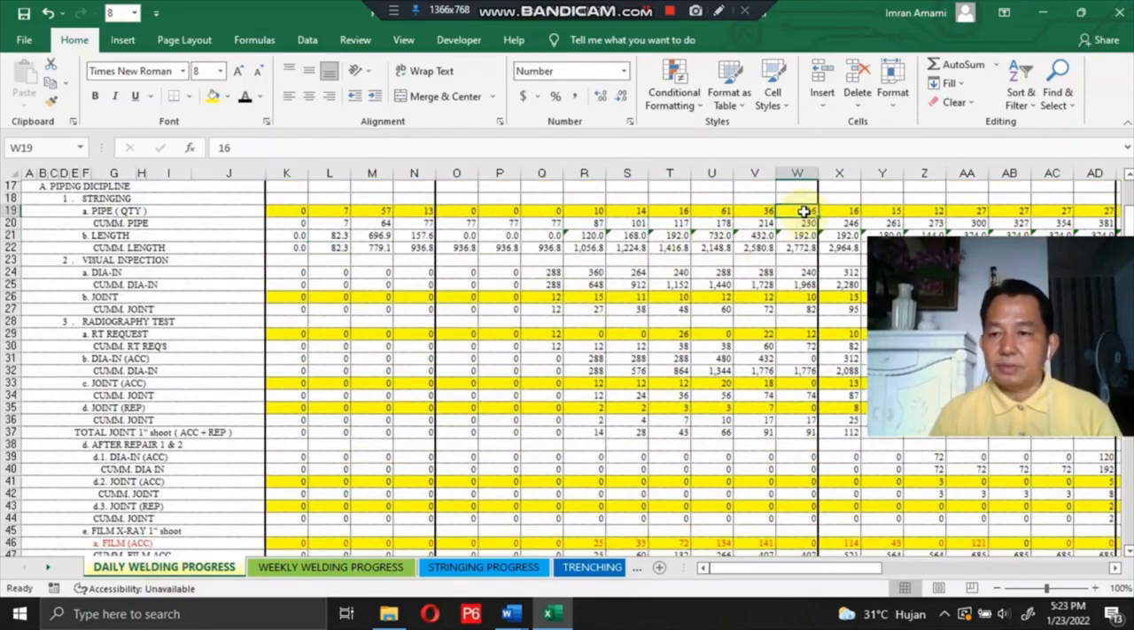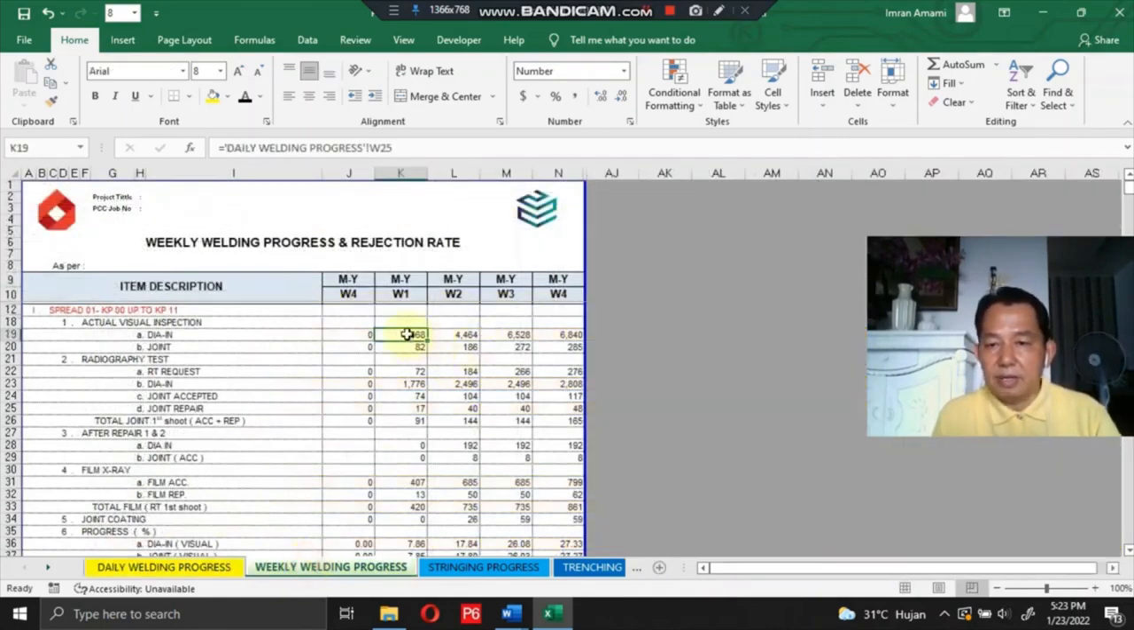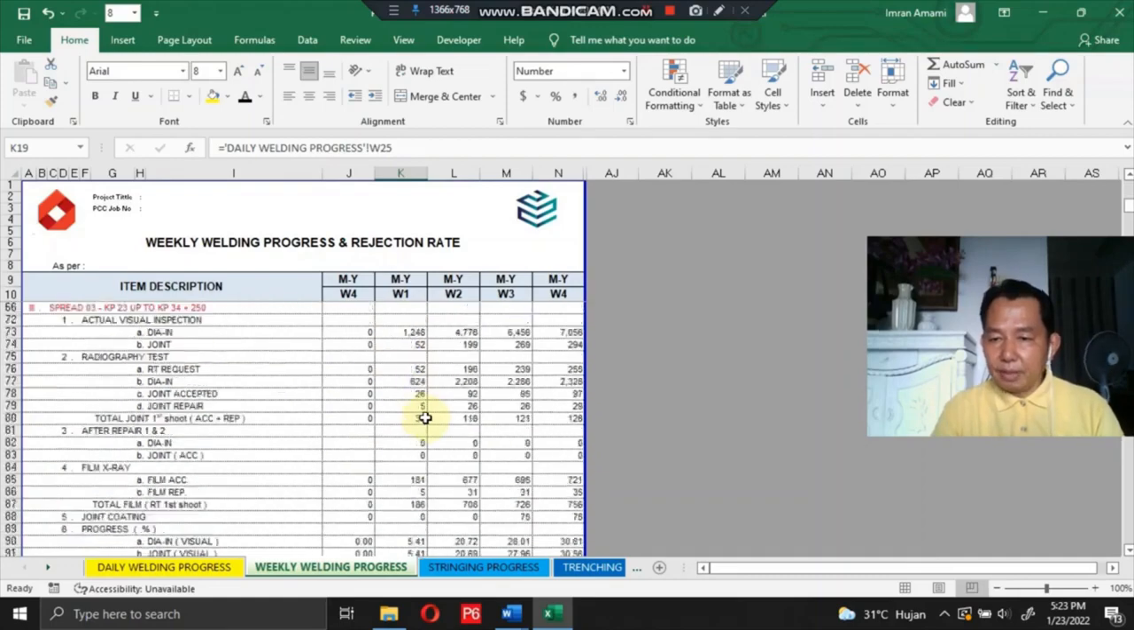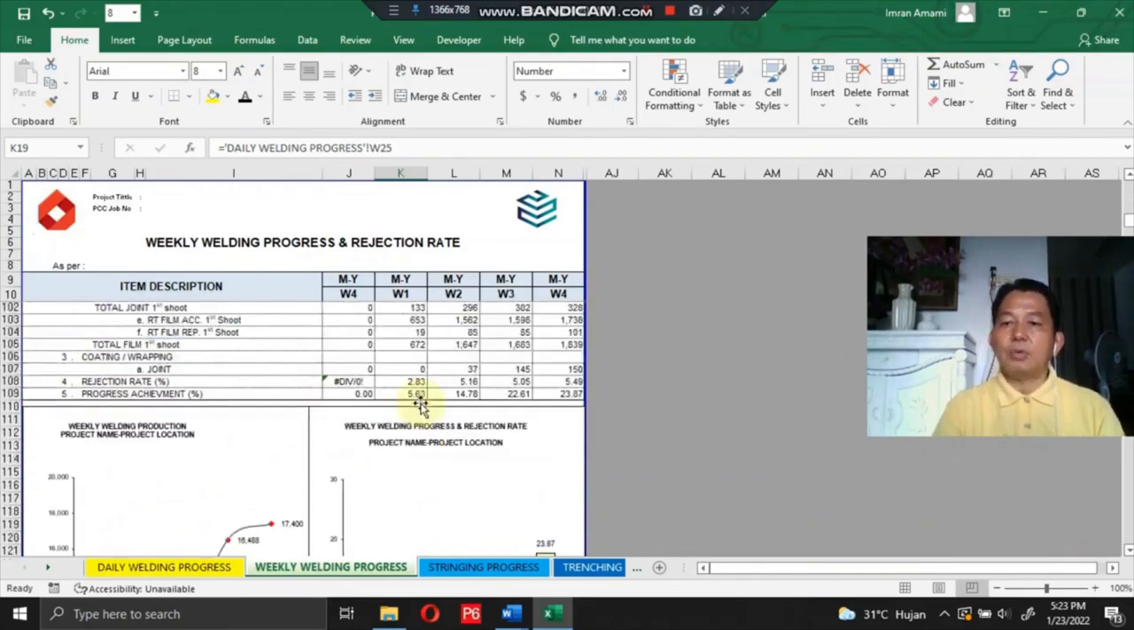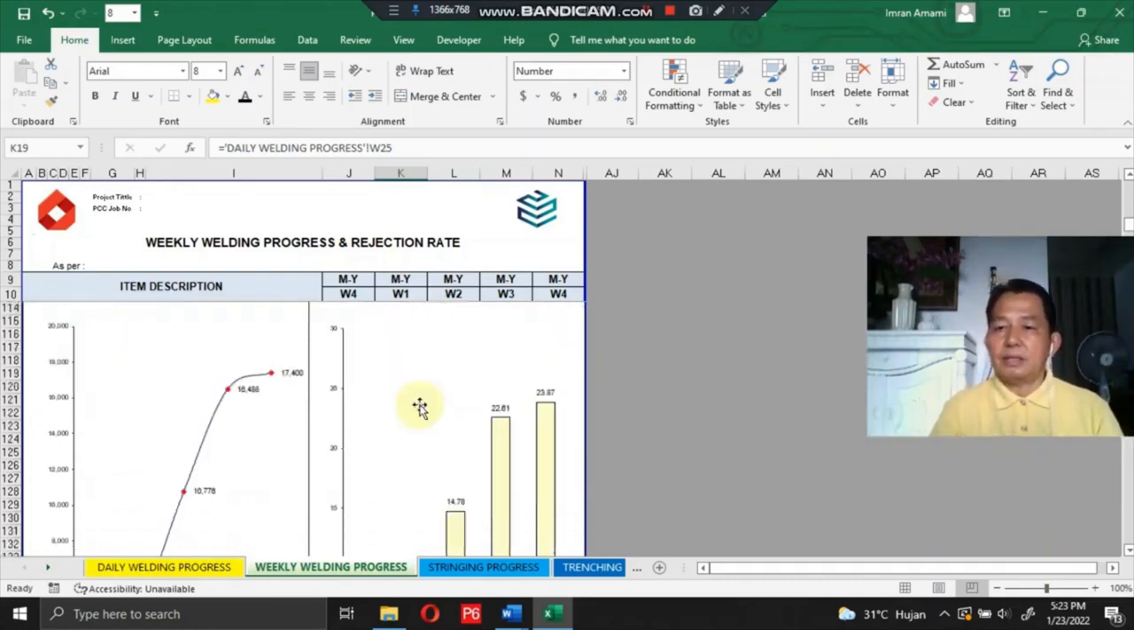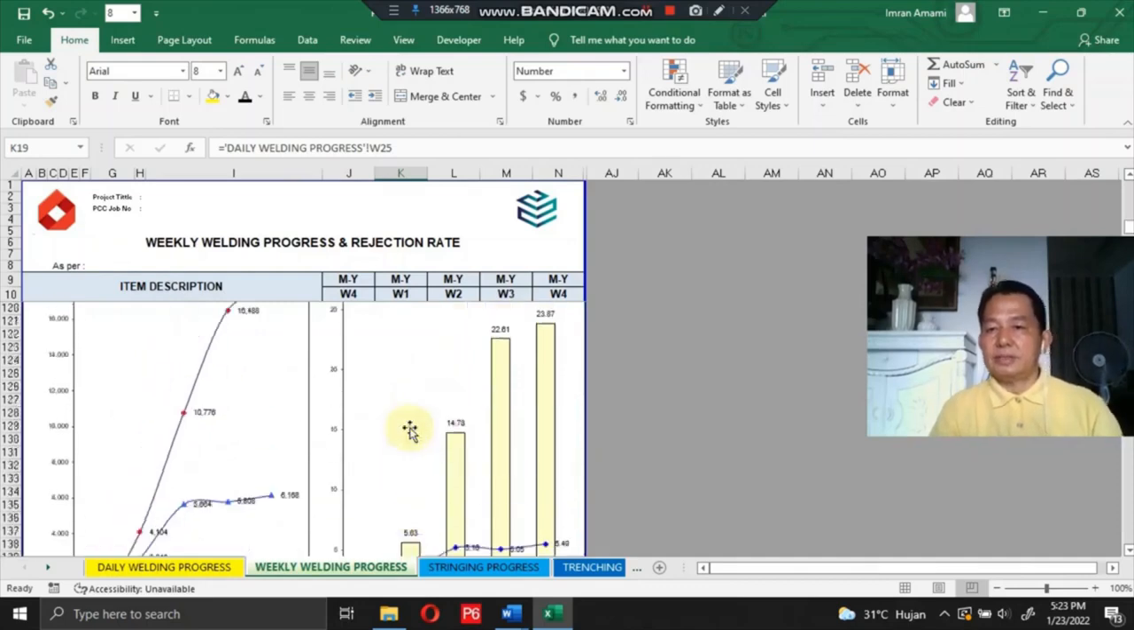W says 25 here. So the number is 1968. Yes, this is the same. This is the same also for the other numbers inside the cells. Okay, and the section below is equipped with curves, yes, for weekly welding progress and rejection rate.